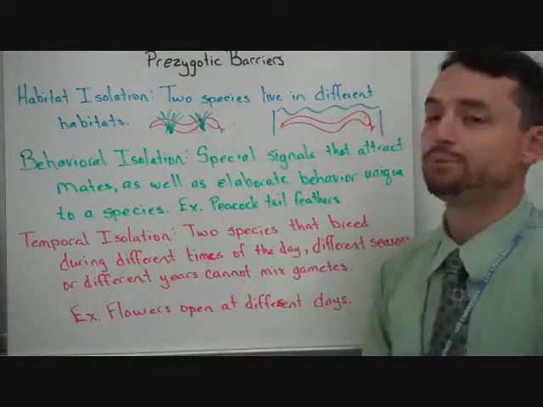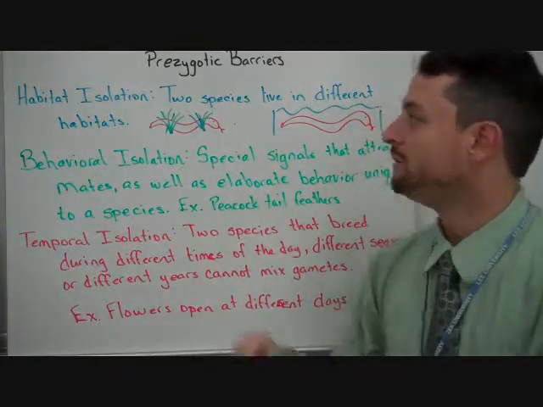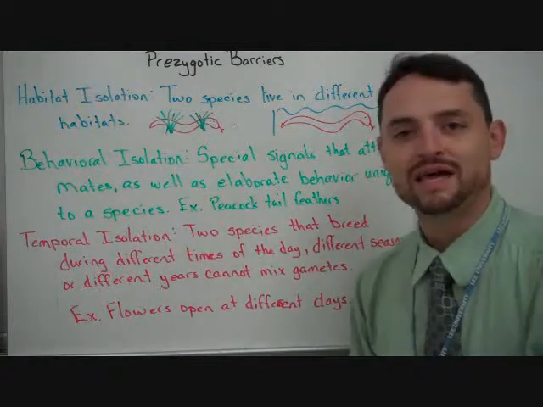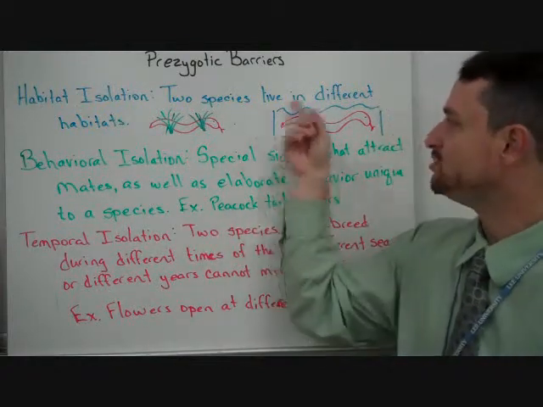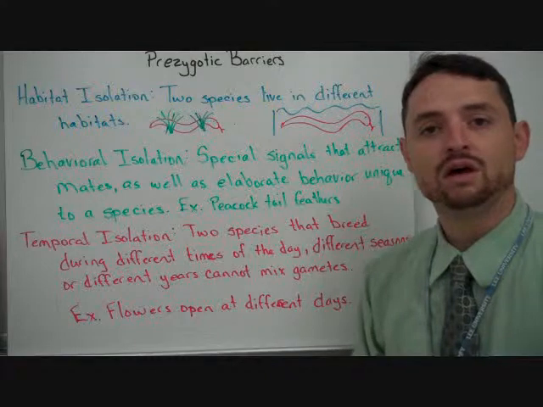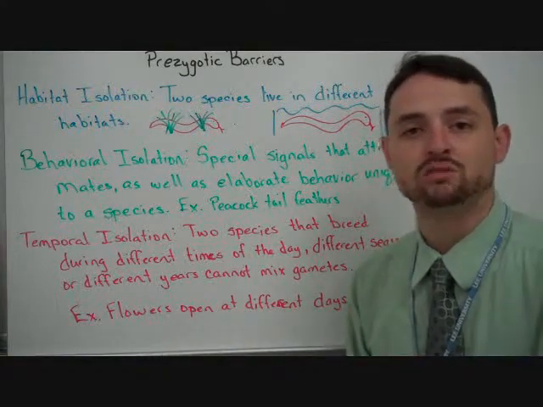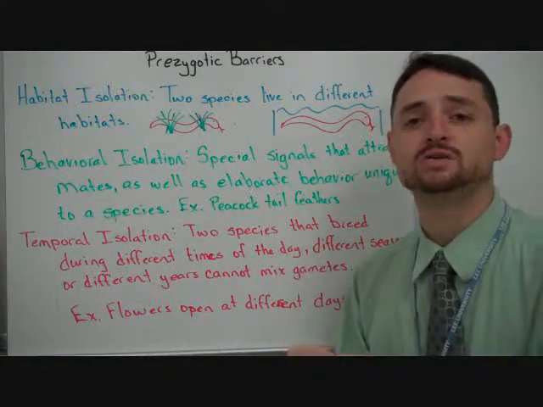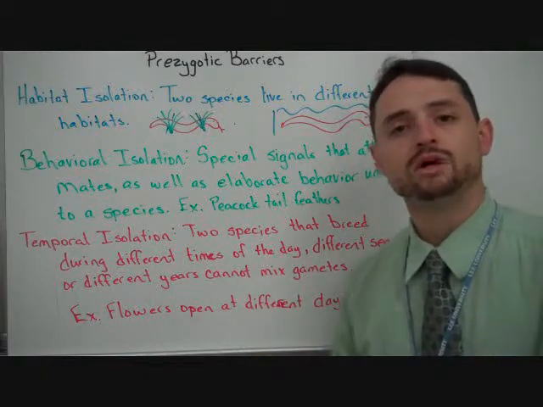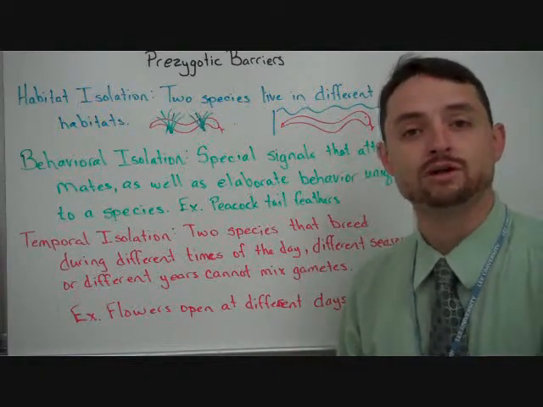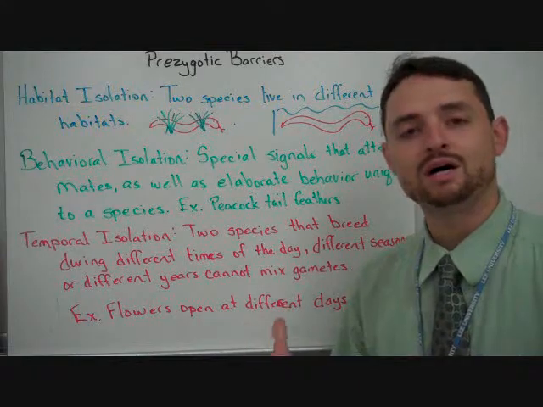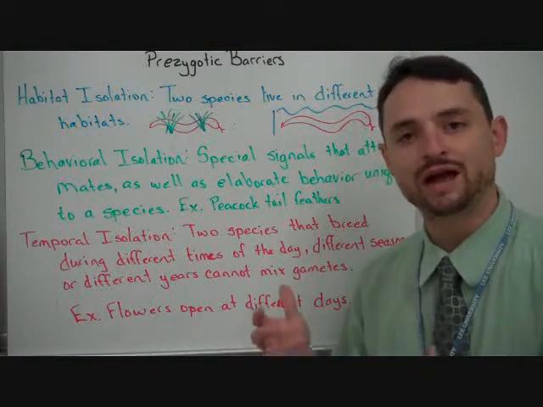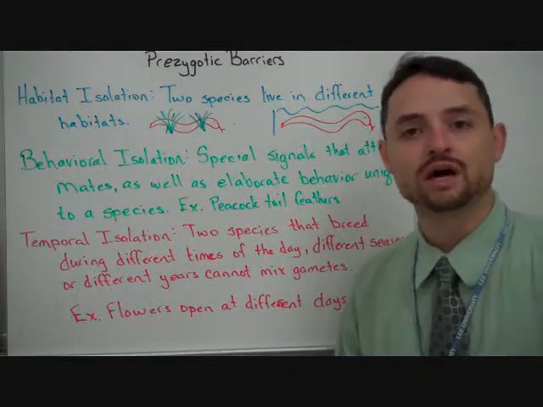So when we look at some pre-zygotic barriers, the first we're going to look at is called habitat isolation. Two species live in different habitats, they call two different places home, to where they're not going to come in contact with each other. So they may be able to interbreed, and they may even be able to produce fertile offspring, but because of the place they live, or their habitat, they don't ever come in contact with each other.